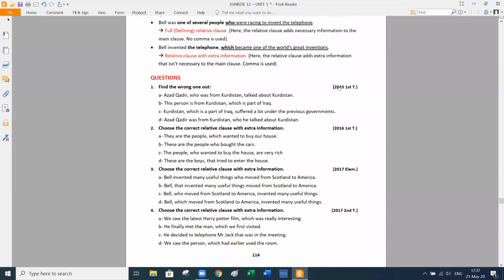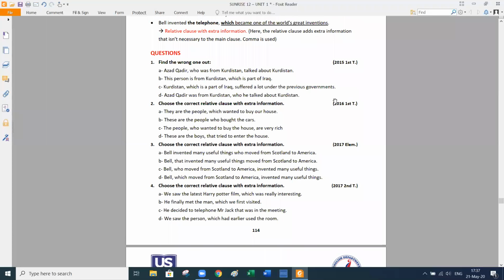Now let's look at questions, ministry exam questions. The first one: find the wrong one out. It's asking for the wrong sentence. "Azat Kadir, comma, who was from Kurdistan, comma, talked about Kurdistan." Yes, according to the rules, this is a correct sentence.